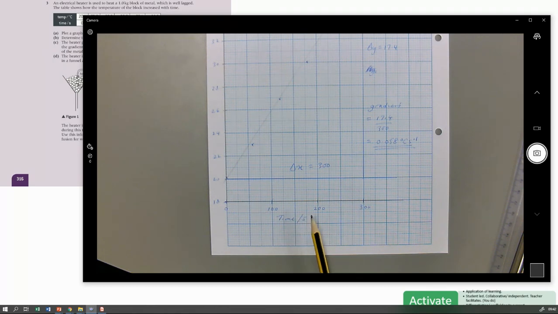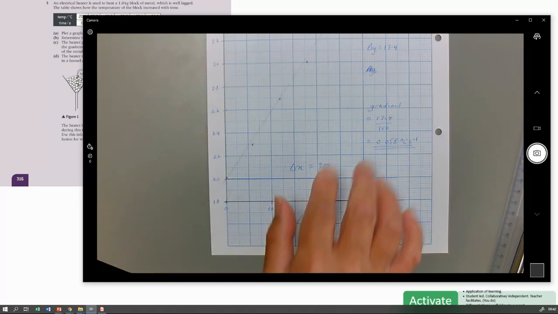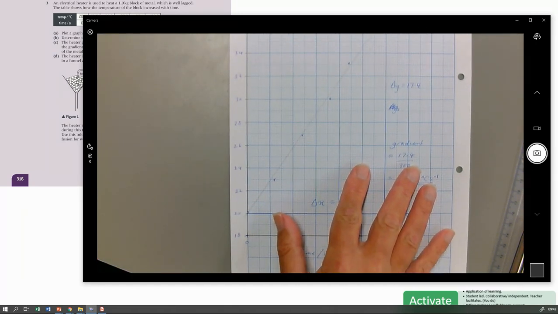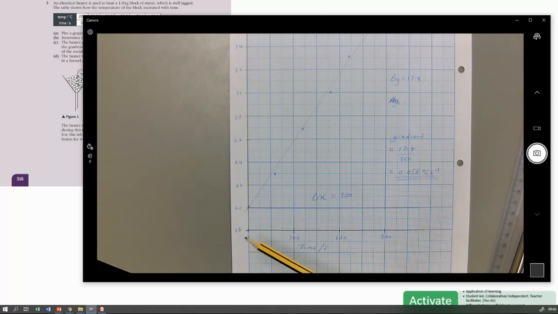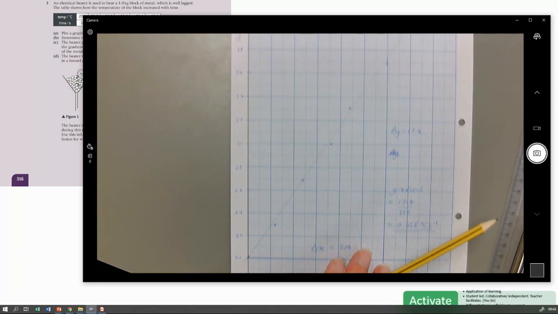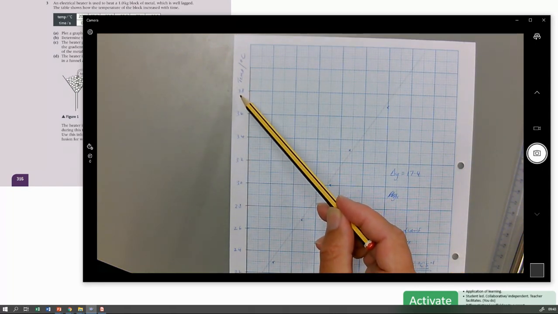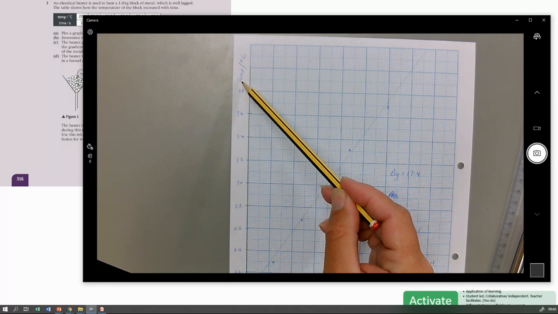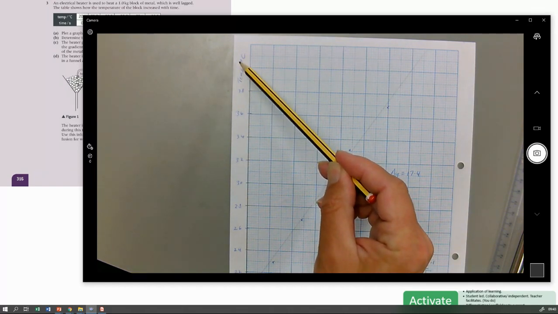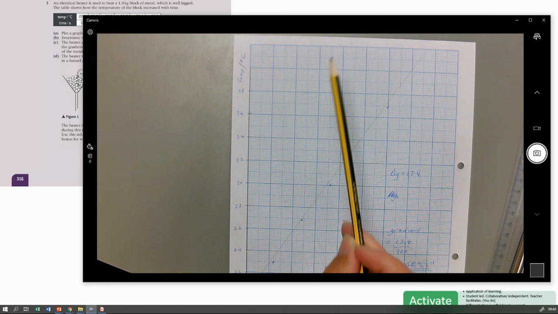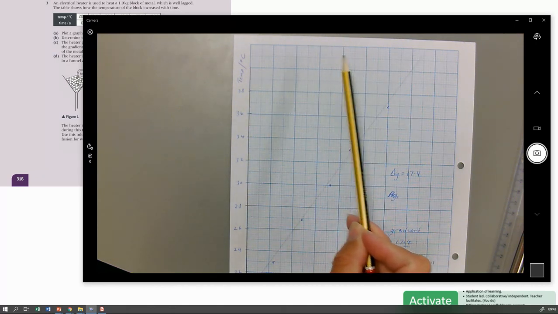Units: time slash seconds. Okay, that's the convention for doing that. The y-axis, I haven't started at 0 because that would be silly. I've started at 18 and I've gone up in 2s all the way up to 38. And once again, look, quantity, temperature slash units, degrees C. That's the convention. No title required. I don't know where that myth comes from.